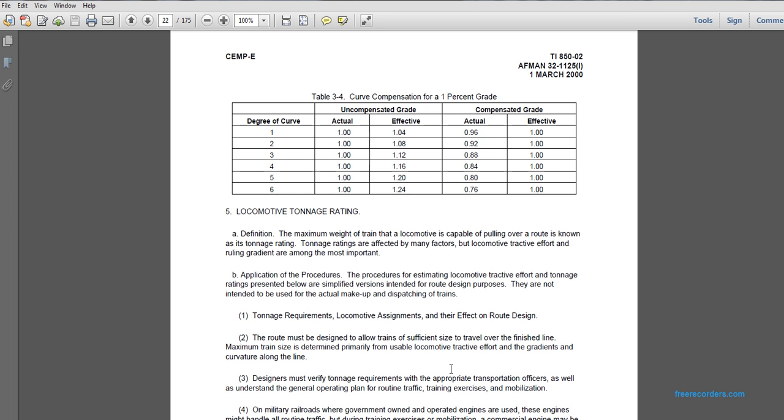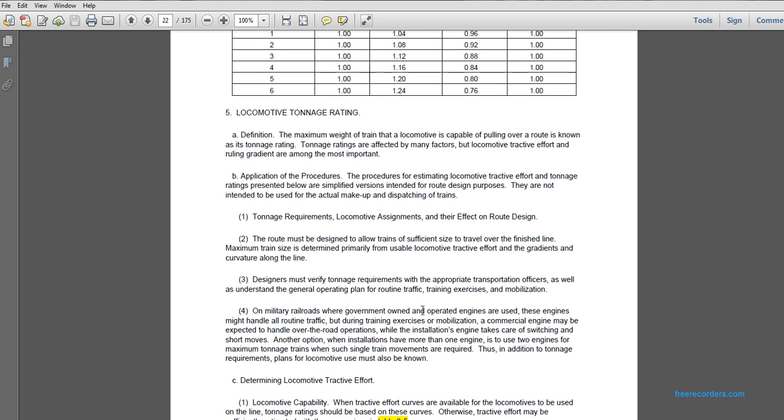5. Locomotive tonnage rating. Definition: the maximum weight a locomotive is capable of pulling over the route is the tonnage rating. The tonnage ratings are affected by several factors, but locomotive tractive effort and ruling gradient are among the most important. The application of the procedure is estimating the locomotive tractive effort and tonnage rating as a percentage of simplified variance intended for route design purposes. They are not intended to be used for the actual makeup or dispatching of trains.